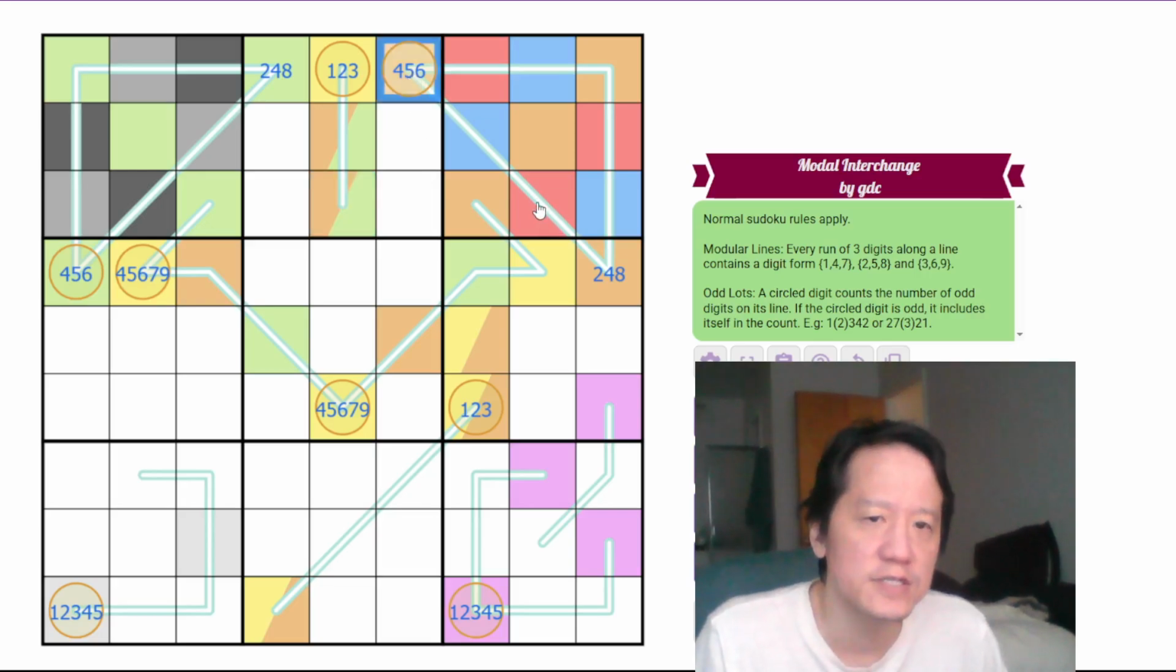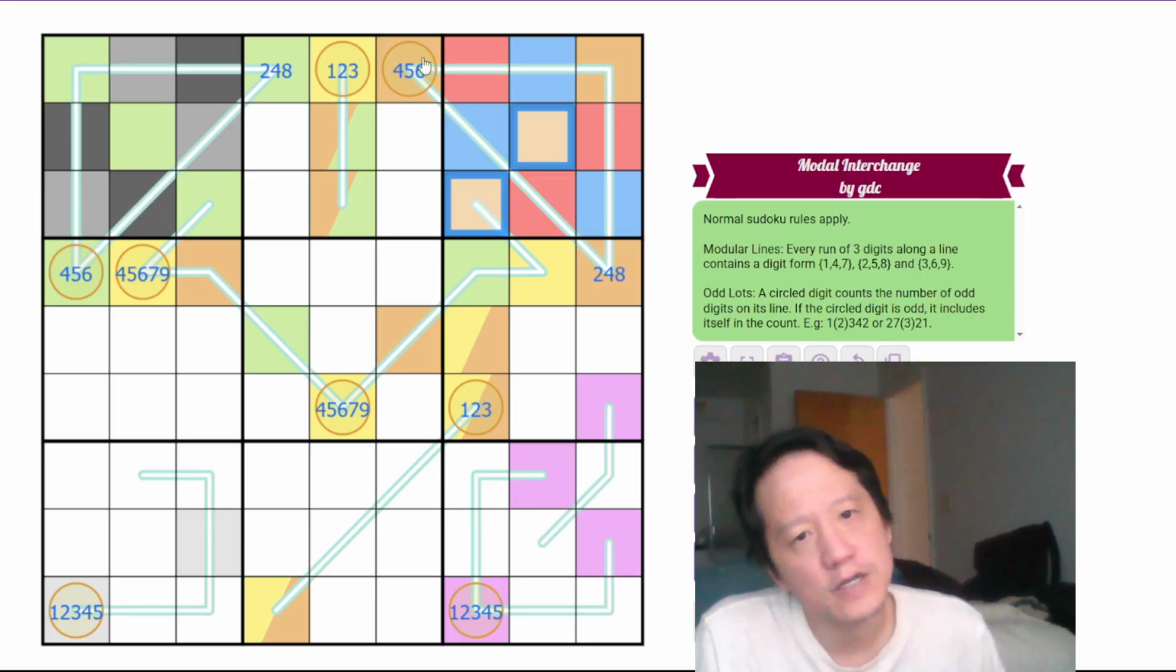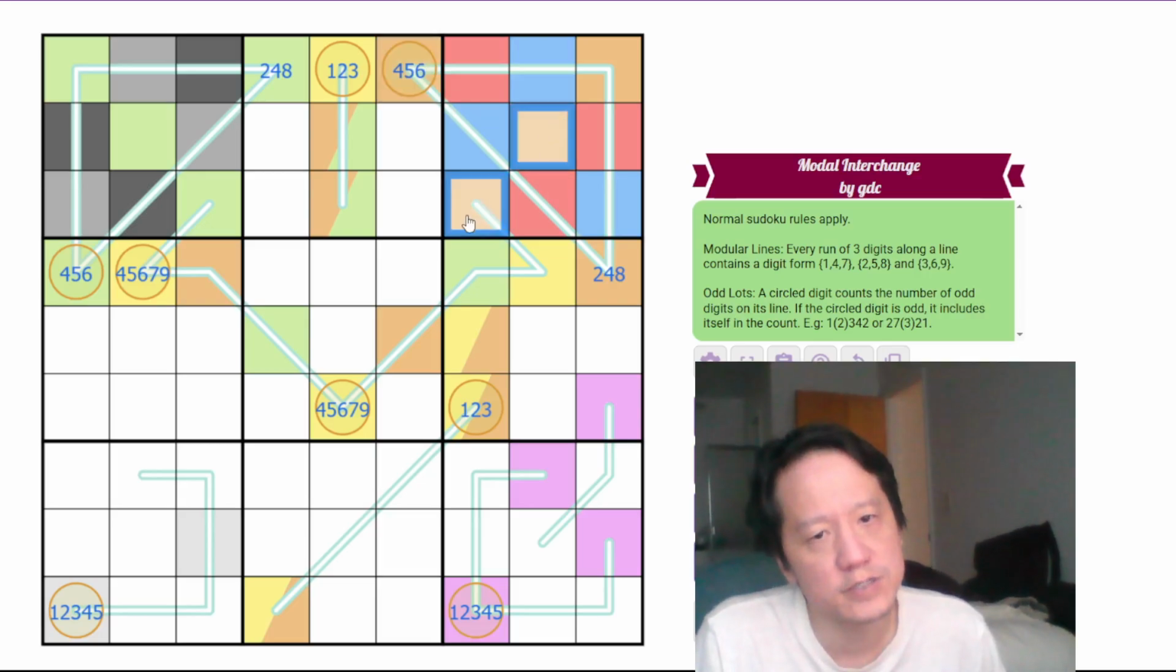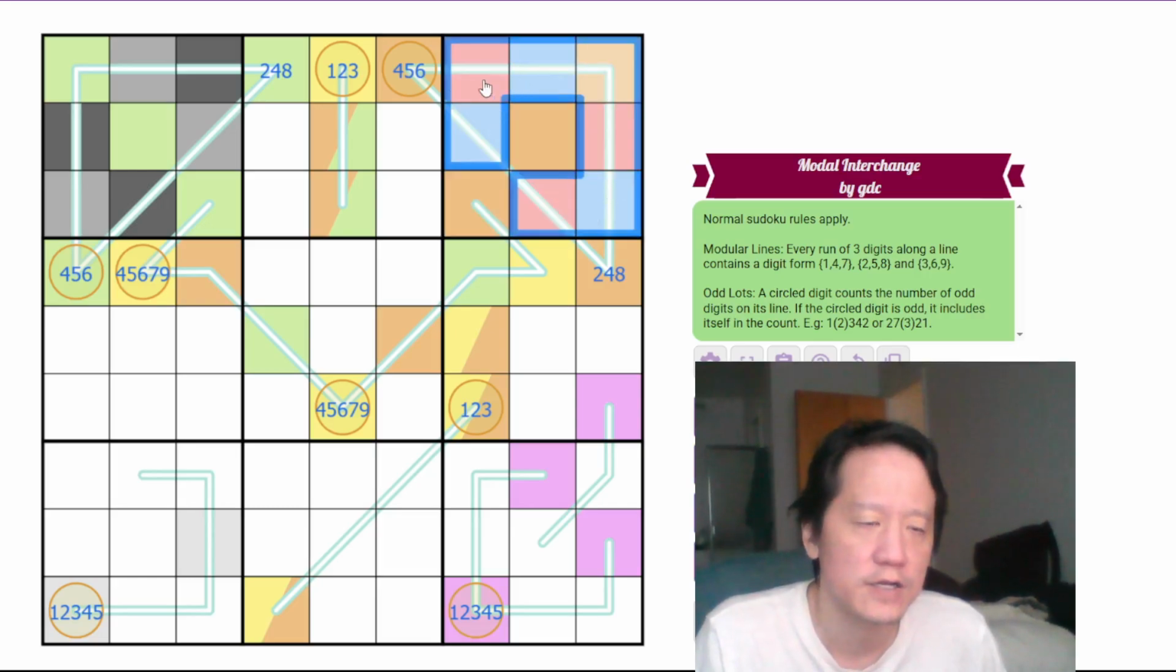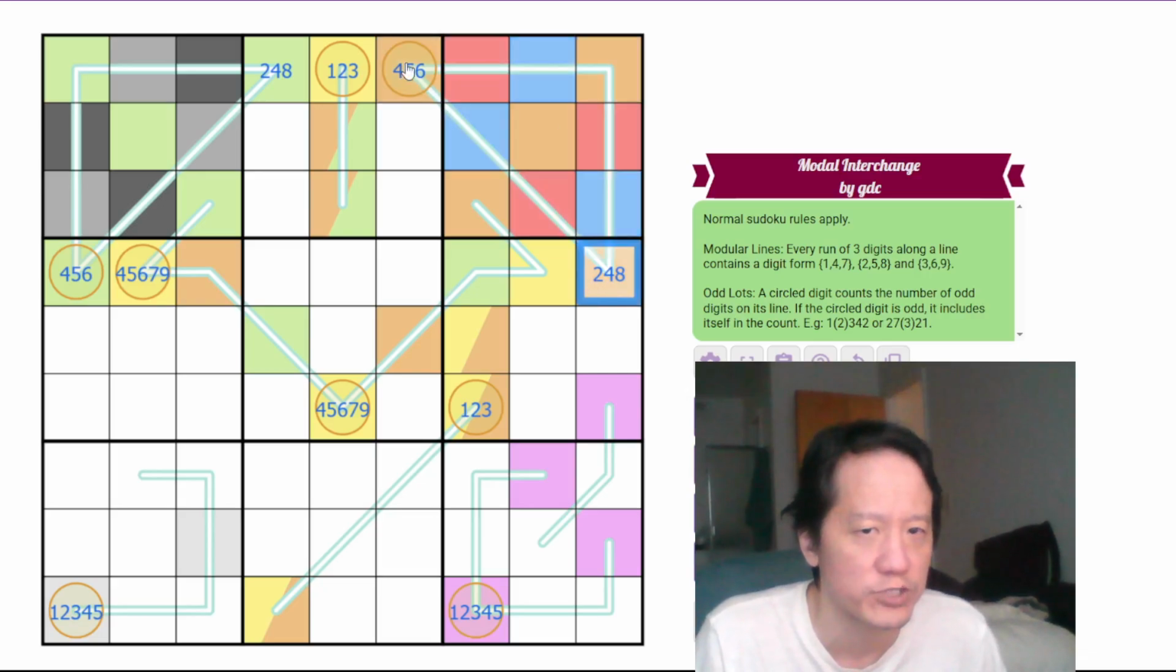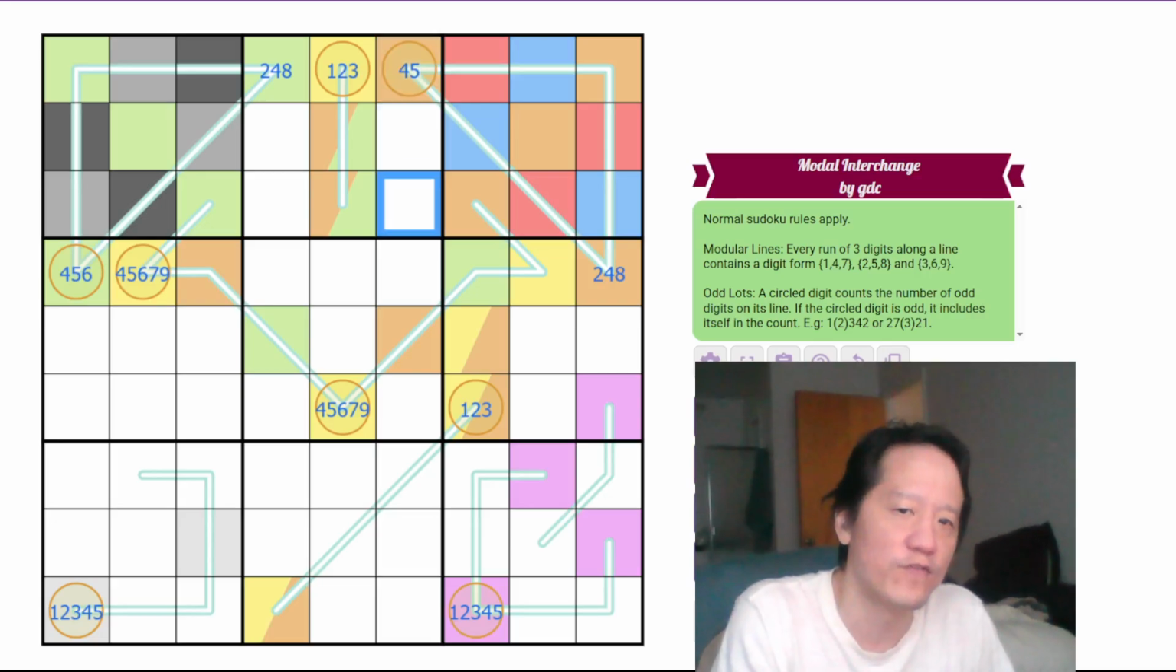If this is 6, a 6 would have to be here. The other one's odd, and I don't think that works. If we have a 6 here, the 6 has to be here. The other one's an odd digit, 3 or 9. This is 4 odd digits then on the line. 6 is not an odd digit, so that's 4 plus at most one other one, which is not possible. So this is 4 or 5.